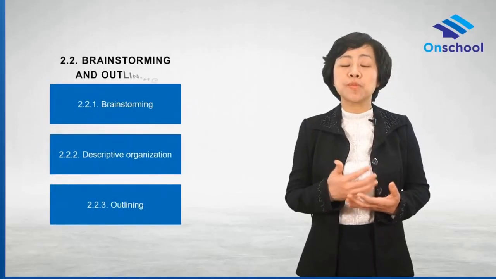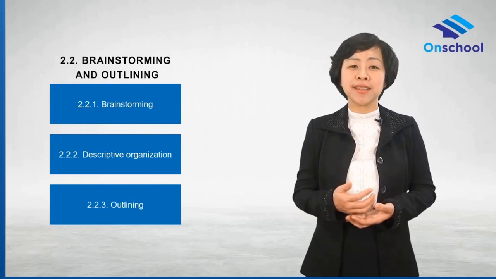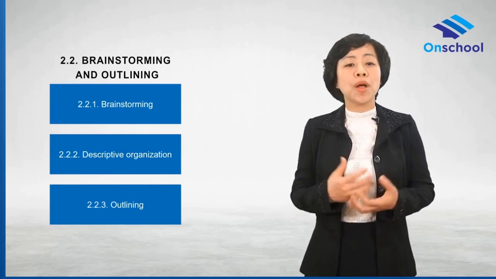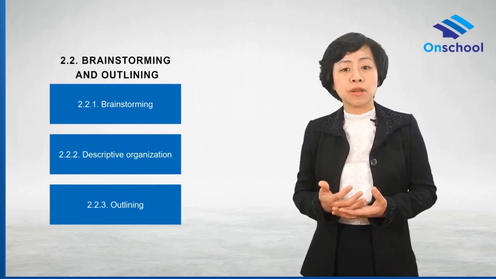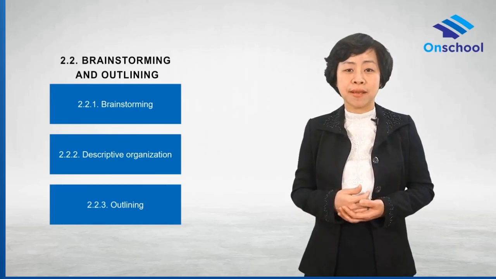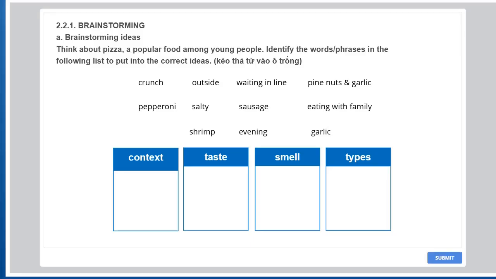After we have finished exploring a reading text, we now move to the second step of our writing process, which is also part 2 of Unit 2. We are going to firstly brainstorm, then study the organization of a descriptive essay before making an outline of the essay. Let's start with brainstorming ideas. Can you think about a popular food among young people? Identify words or phrases in the following list to put into the correct ideas.